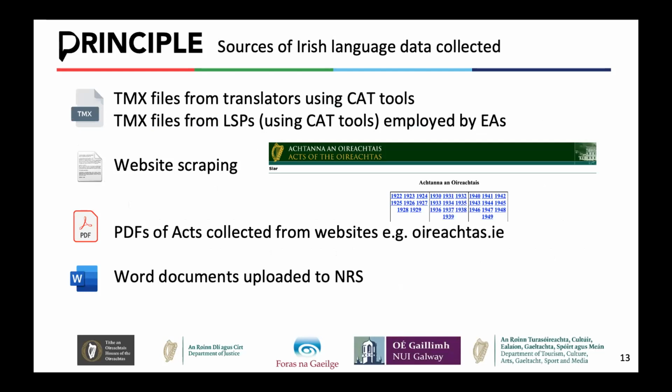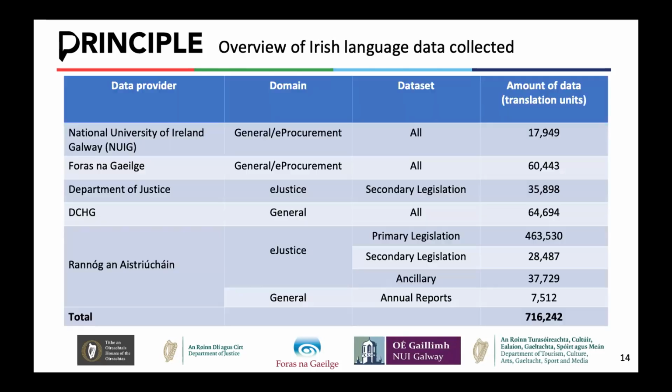Helen had said, you know, that they are the property. Once you do get some translations, they're your property. Website scraping as well. So Orla would have been involved in this. I'm sure our colleagues working in the Rannóg Aistrithe will recognise this Acts website, where the acts are up there in English and Irish, and we would have scraped and extracted the data from them. Also PDFs of acts that have been recently uploaded to the Oireachtas website, which aren't on the Acts website, and then Word documents that have been uploaded to the NRS. The case here would be from NUIG.